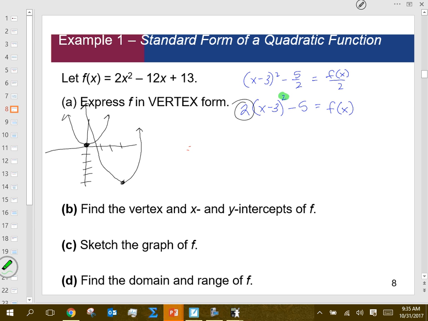Okay, if I look at f of x equals 2x squared minus 12x plus 13, the real nice thing about that format is that when x is 0, this thing wipes away, right? This thing wipes away, and you're left with just 13, correct? So this point right here, 0, 13, correct?